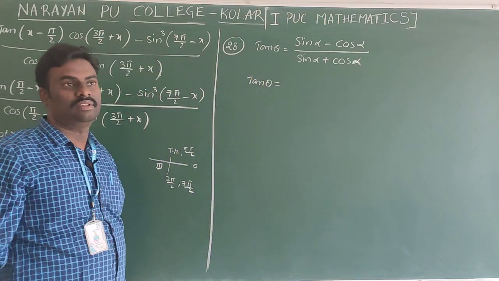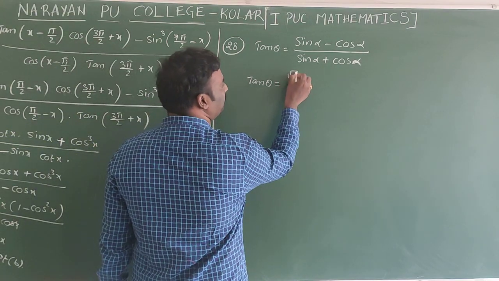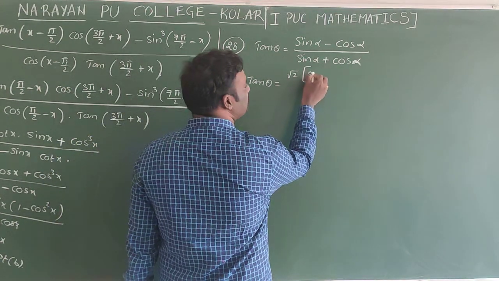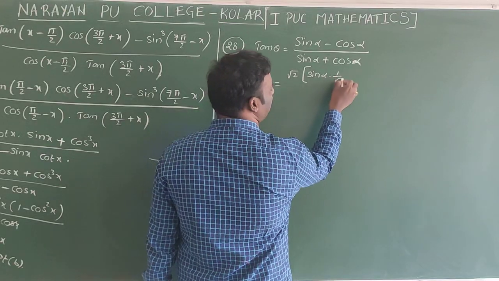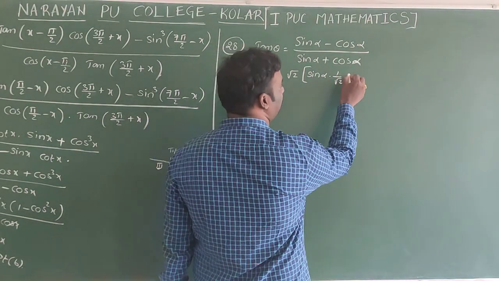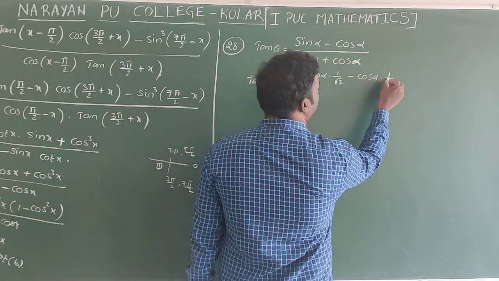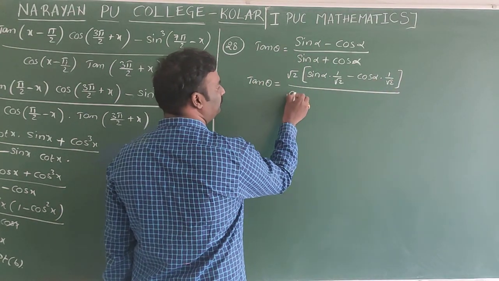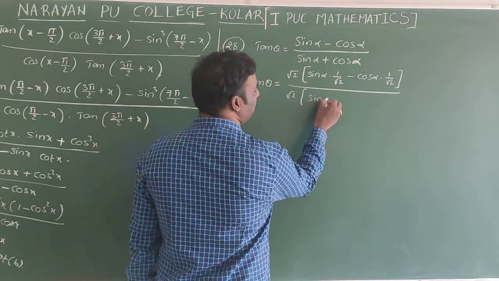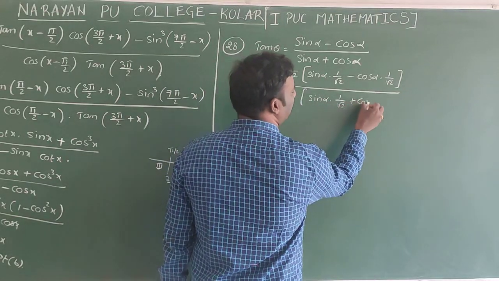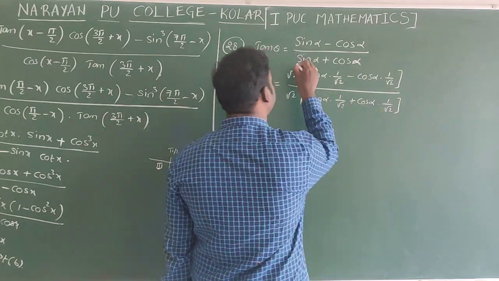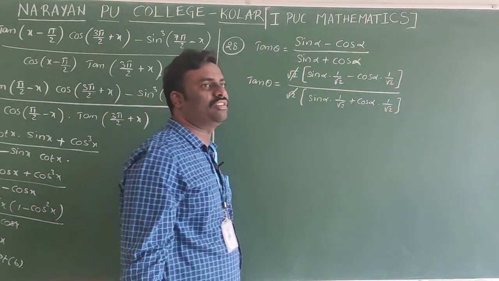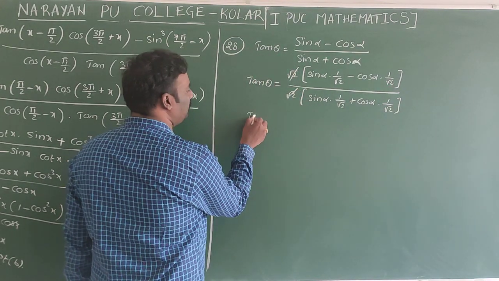It can be written as, you multiply with root 2, divide with root 2. Now it can be written as sin alpha into 1 by root 2 minus cos alpha into 1 by root 2. Denominator also multiply with root 2, divide with root 2, sin alpha into 1 by root 2, cos alpha into 1 by root 2. This 1 by root 2 can be written as cos 45, this 1 by root 2 can be written as sin 45.